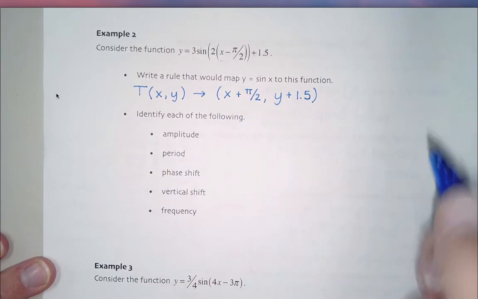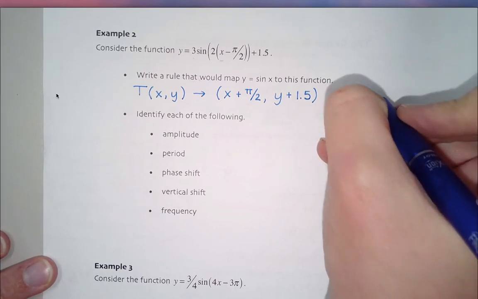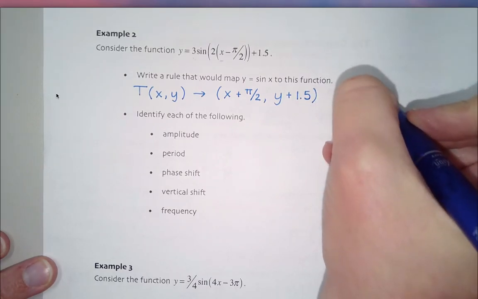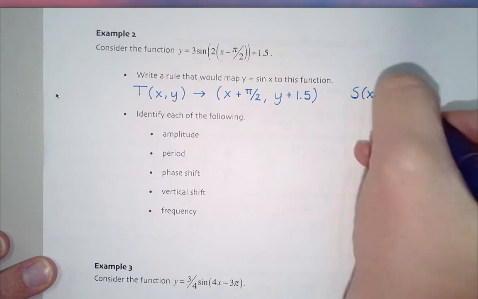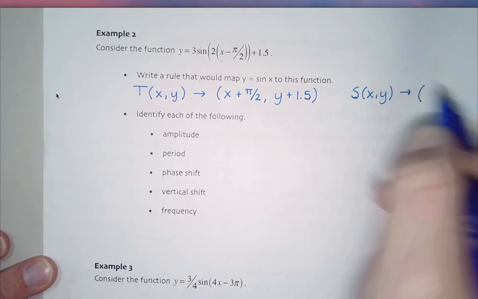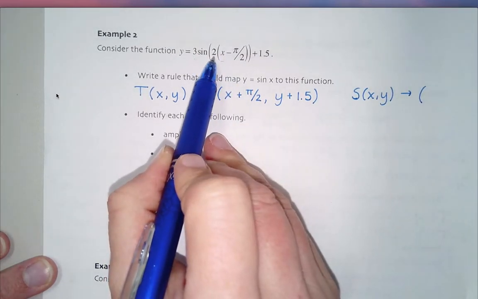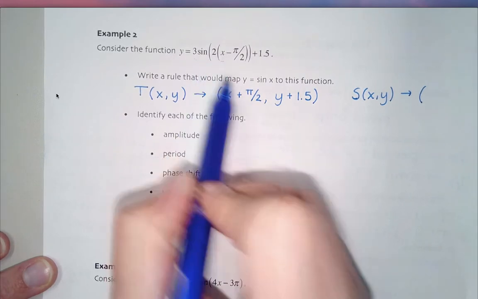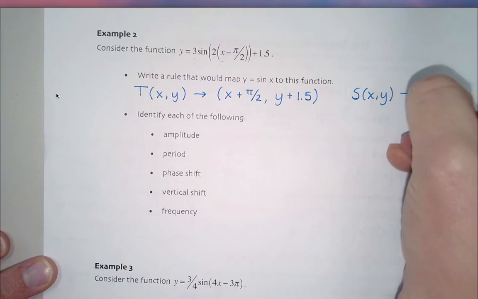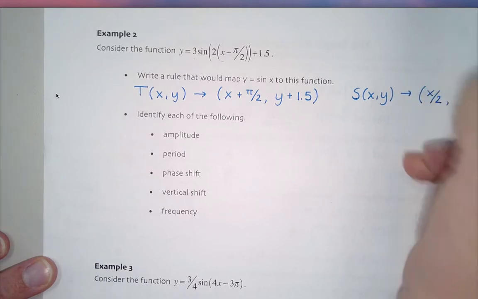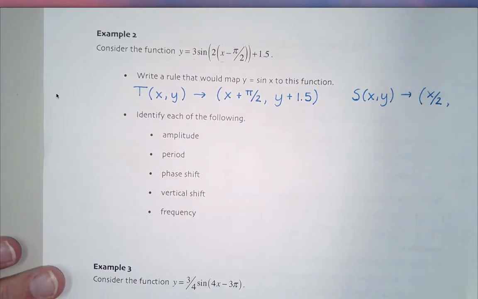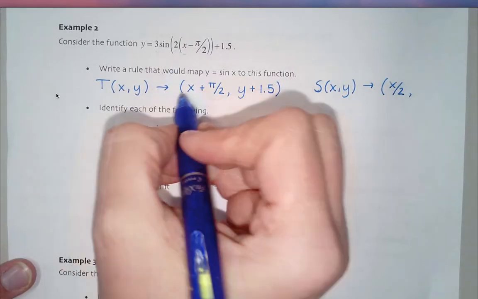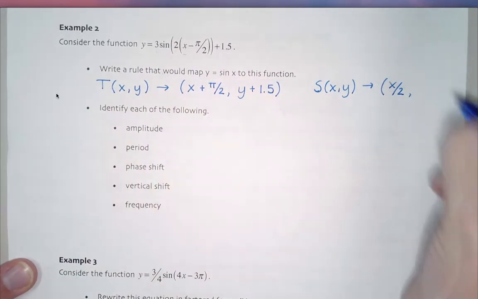Now let's do our scale change rule. I see inside my equation the x is being multiplied by 2 here. So in my rule, I would say x is being divided by 2. That would have the effect of cutting the period in half. And then the y would be multiplied by 3, as shown by this number right here.